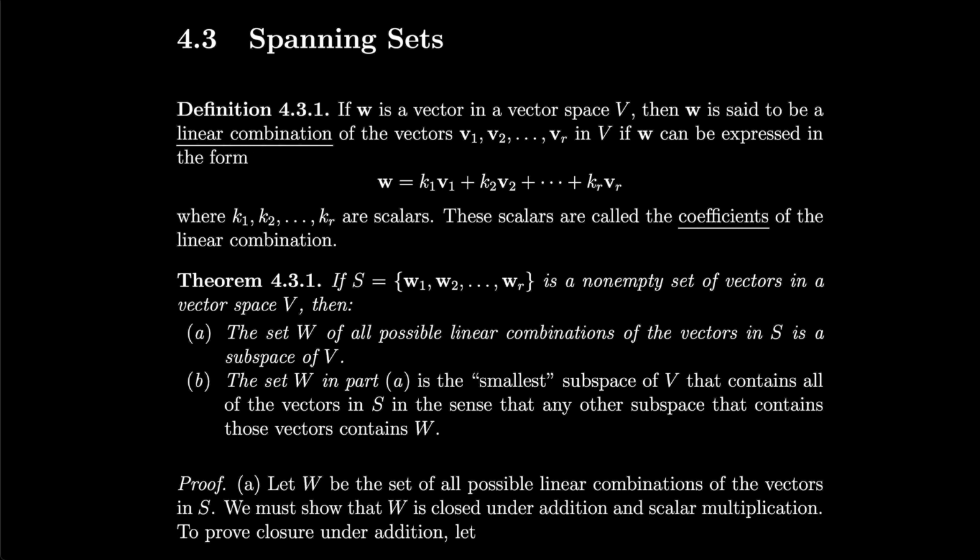Section 4.3, Spanning Sets. If w is a vector in a vector space V, then w is said to be a linear combination of the vectors v1, v2 through vr in V if w can be expressed in the form w equals k1v1 plus k2v2 and so on through krvr, where k1, k2 through kr are scalars. These scalars are called the coefficients of the linear combination.